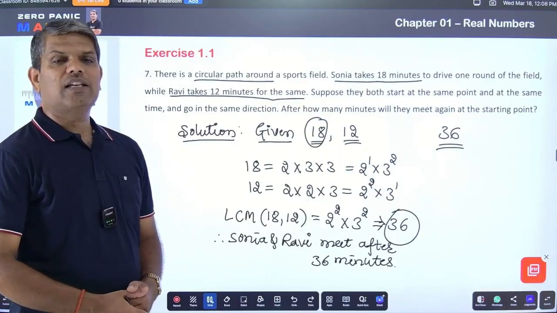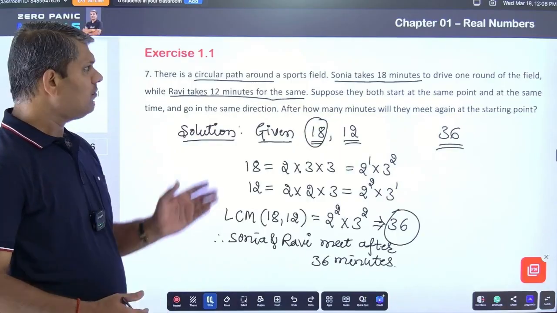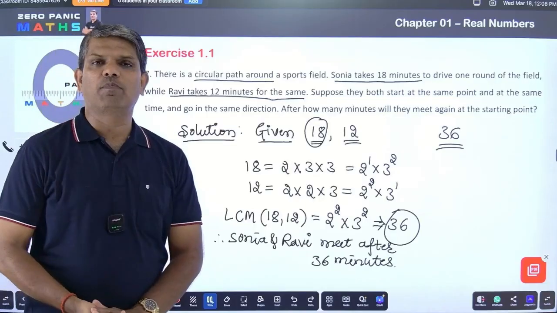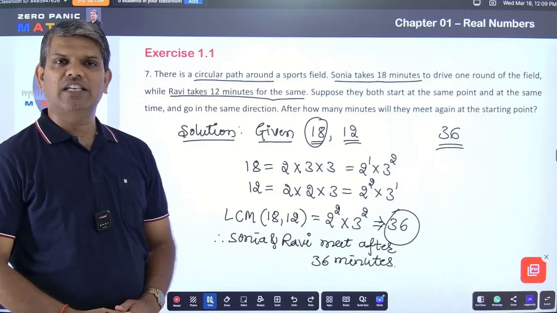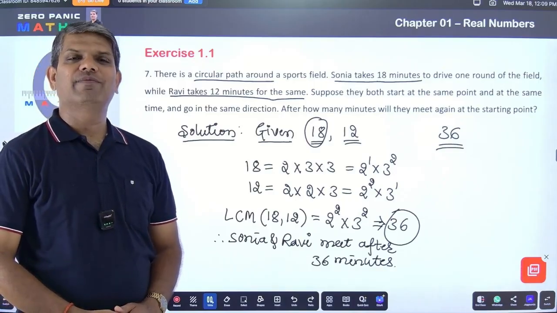So this completes all the problems in exercise 1.1. In the next session, we will be continuing with revisiting the irrational numbers. Okay, thank you.